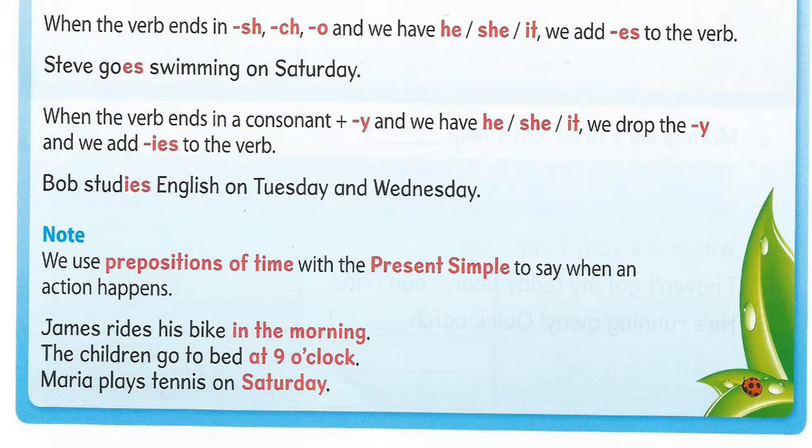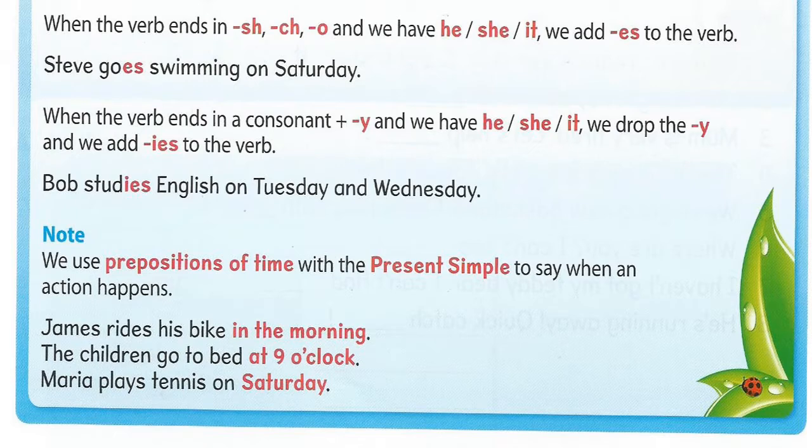Rule number 2. When the verb ends in a consonant plus the letter y, we drop the letter y and add ies at the end of the verb, with he, she, or it. For example, Bob studies English on Tuesday and Wednesday. The verb study: we drop the letter y and put ies at the end of the verb.